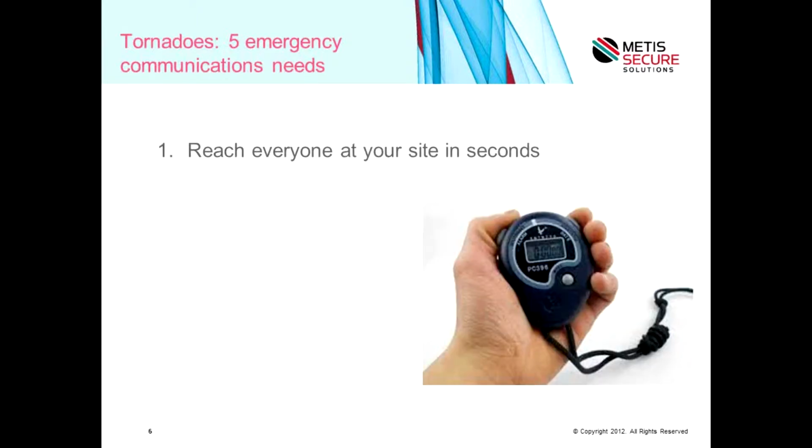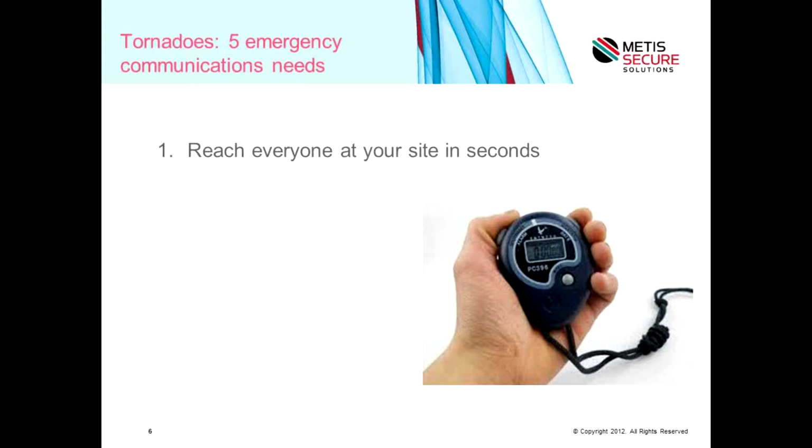The first thing you need from your emergency communication system is the ability to reach everyone at your site within seconds. Once a tornado warning is issued, you don't have a second to waste. According to NOAA, you actually have an average of about 13 minutes after a warning is issued to get everyone into a shelter location. If you're responsible for large numbers of people at an industrial facility, an office building, or a university campus, for example, that's not a lot of time.